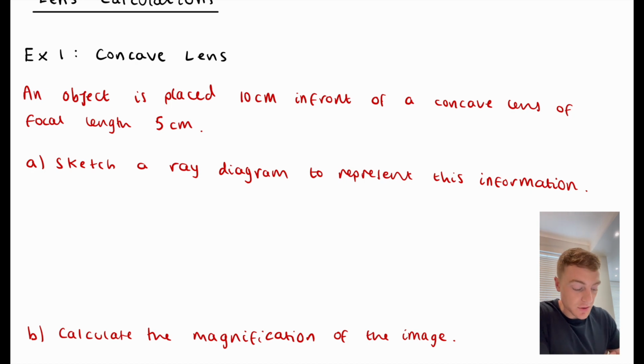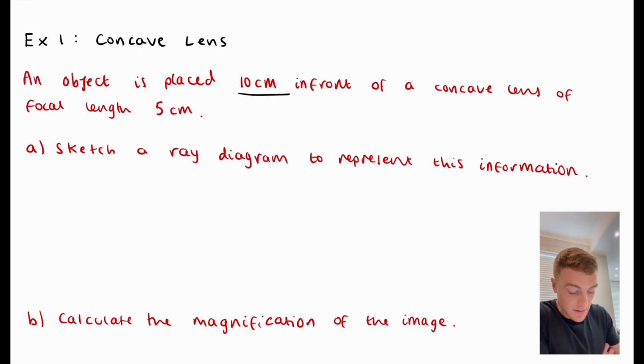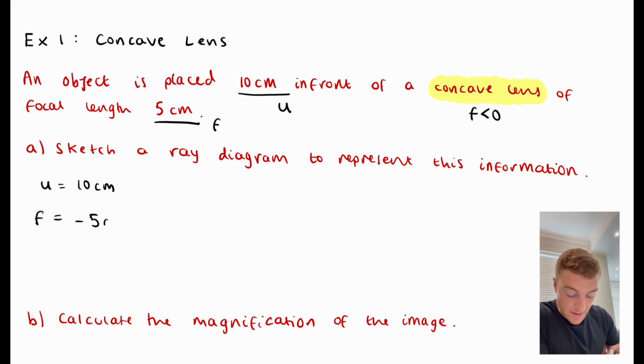Well, I'm first of all just going to start off by highlighting any keywords. We've got placed 10 centimeters, so that's going to be my U, in front of a concave lens. I just need to remind myself that a concave lens has a negative focal length of 5 centimeters. So that's my F. Let's just write those down. U is equal to 10 centimeters. F is going to be equal to minus 5 centimeters because it's a concave lens. Okay, this is a really key point, and it's often where mistakes come from.